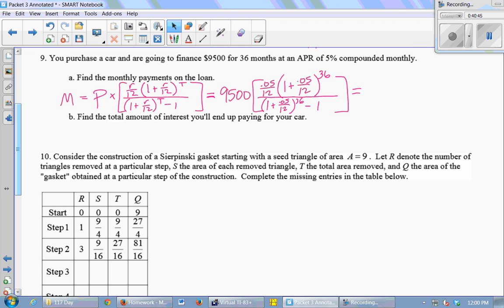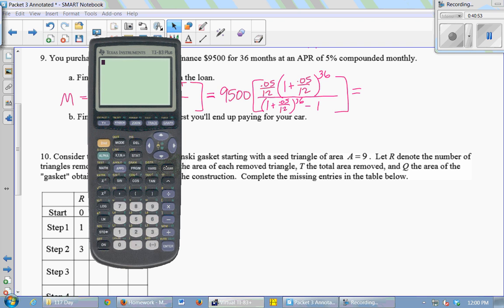Okay, so this is a problem where it is really handy to store a number, but again, you don't have to. We could do this in multiple steps. So if I do 0.05 divided by 12, I get 0.0041666666. If I round that to say 5 decimal places, I get 0.00417. We'll use that.